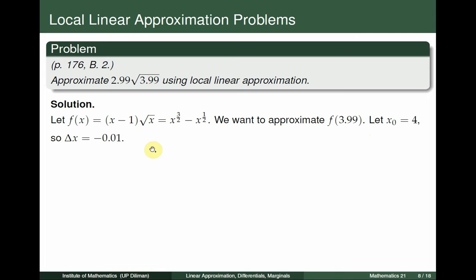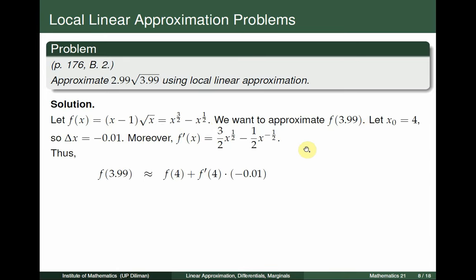So now we can use local linear approximation, and let's get f prime. F prime of x is 3 halves x to the 1 half minus 1 half x to the minus 1 half. It's easier to evaluate f prime of x using this second expression. That is why I expanded the expression. So now we have f, x naught, and f prime. Let's apply local linear approximation. F of 3.99, which is 2.99 square root of 3.99, is approximately equal to the local linear approximation, which is f of 4 plus f prime of 4 times delta x, which is negative 0.01.